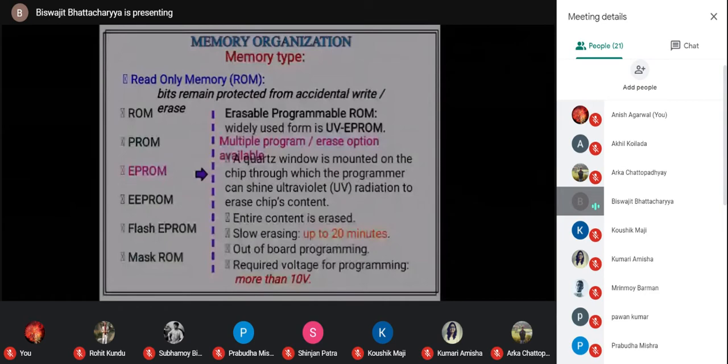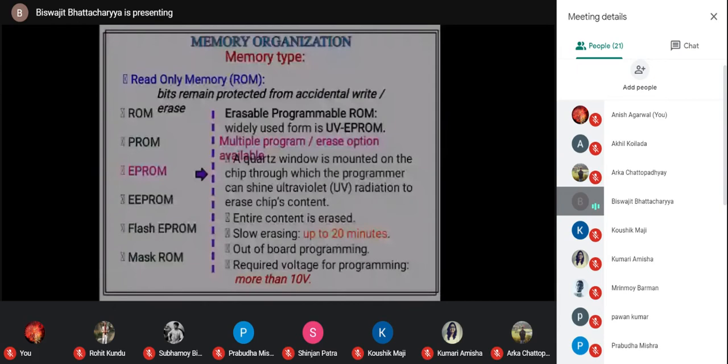Note that once the ultraviolet ray is allowed to hit inside, the entire content will be erased. It is a slow erasing process. The erasing time is a few minutes to a few tens of minutes, so it may take up to 20 minutes. During that time, the ultraviolet ray must penetrate the IC. So it's a slow erasing.